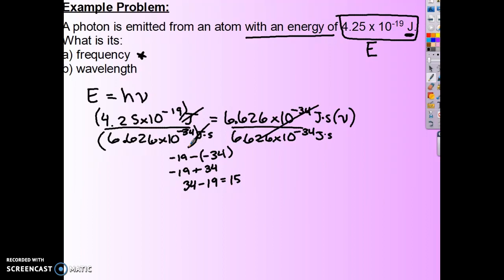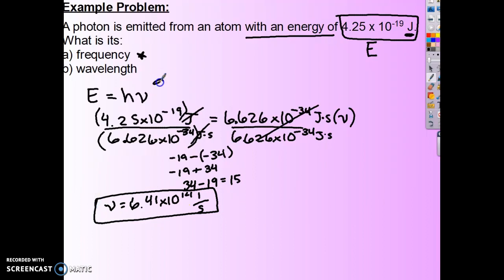So I got something for my exponent that's pretty close to 15. I got that my frequency is 6.41 times 10 to the 14th power, and then like we said before, our unit should be 1 over seconds. So that's our frequency. Okay, so we've answered the first part of the question. Now part B, this is all part A. Part B is asking us to find the wavelength.